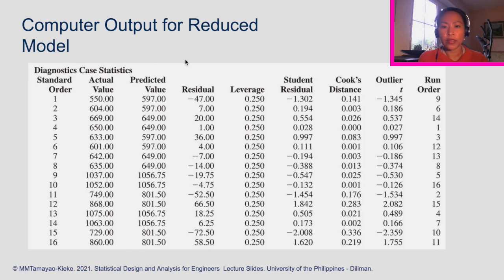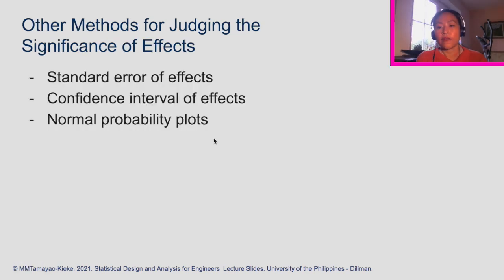Again, you have to always perform model adequacy checking. So these are the residuals. Of course, there are other methods for judging the significance of effects. One is the standard error of the effects. Next, you have confidence interval of the effects, and then you have your normal probability plots.